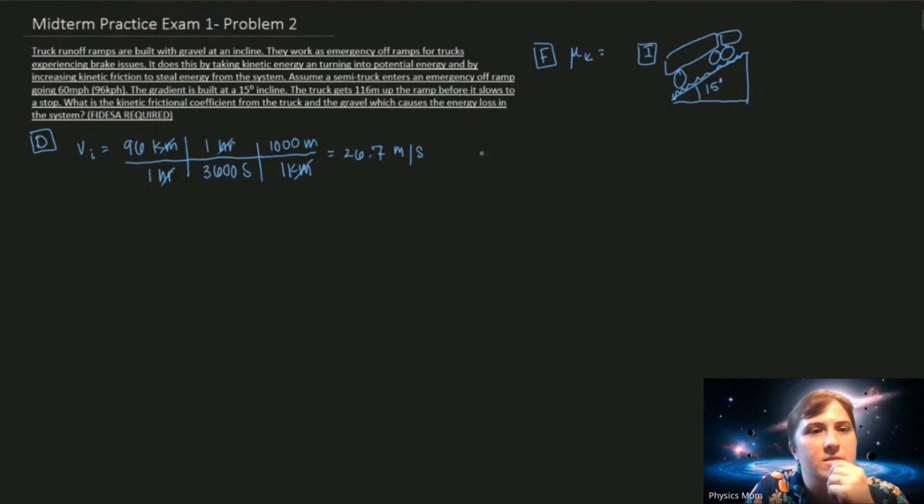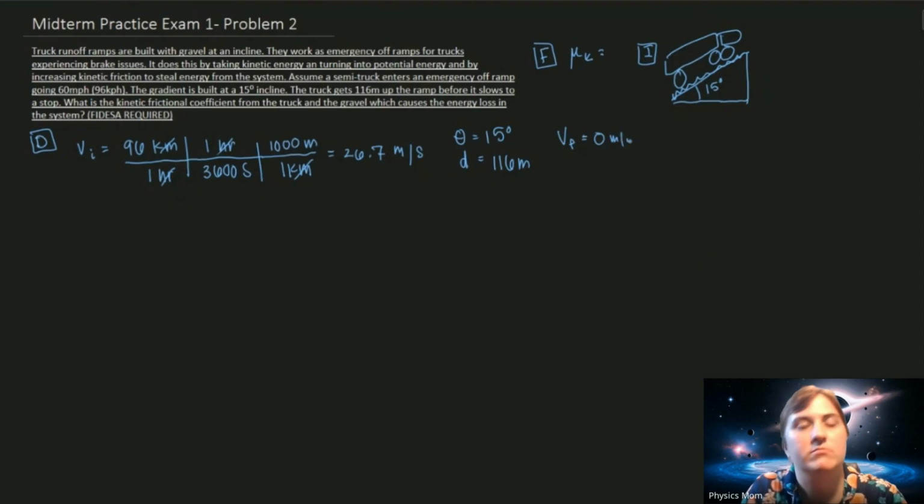And then my angle I'm given is 15 degrees. And the diagonal distance, I'm not going to call it X or Y. This is the diagonal distance up the ramp, is 116 meters. Those are really the only things I know. Oh, I also know it comes to a stop. The final is going to be 0 meters per second. So that's the idea. We want it to slow down and stop.